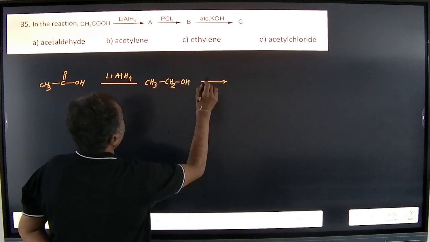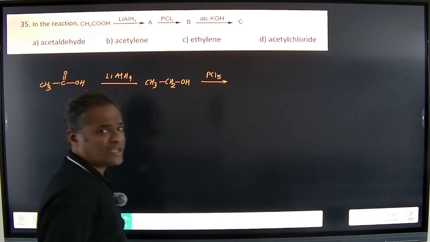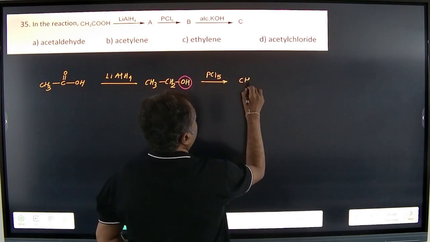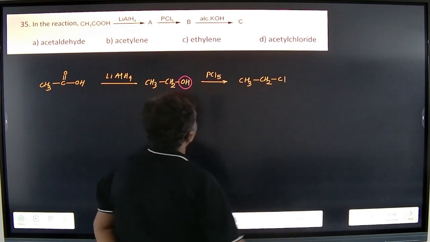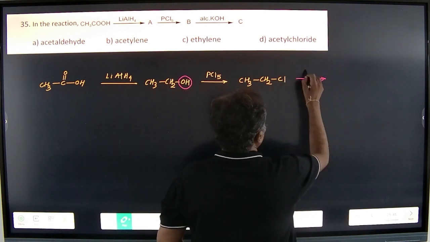Now this compound on further treatment with PCl5, yes PCl5 will do. PCl5 is a chlorinating agent which will change your OH to Cl. So, will I get nothing but ethyl chloride? And the last step, what has been mentioned? It's again nothing but alcoholic KOH.